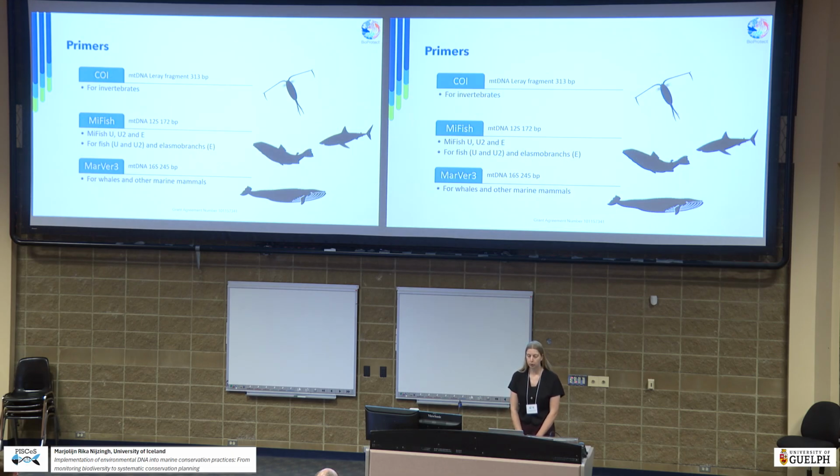We use 3 different sets of primers. The first one is CO1. We use mitochondrial DNA for all the different primers. We use the Leray fragment, and this one we chose specifically for the detection of invertebrates. Then we use MiFish, which is 12S. This is actually a mix of 3 different primer pairs, where we use U and U2 for fish, and E for elasmobranchs. And then we use Mam16S, which is 16S, for the detection of marine mammals.